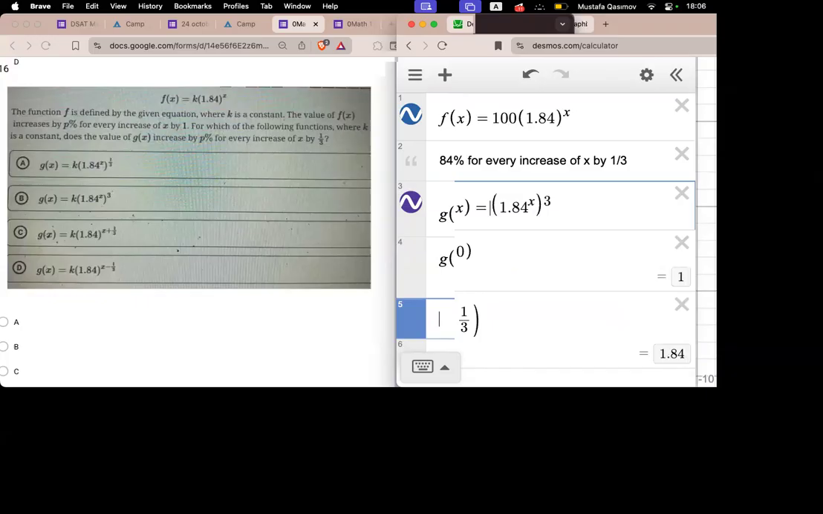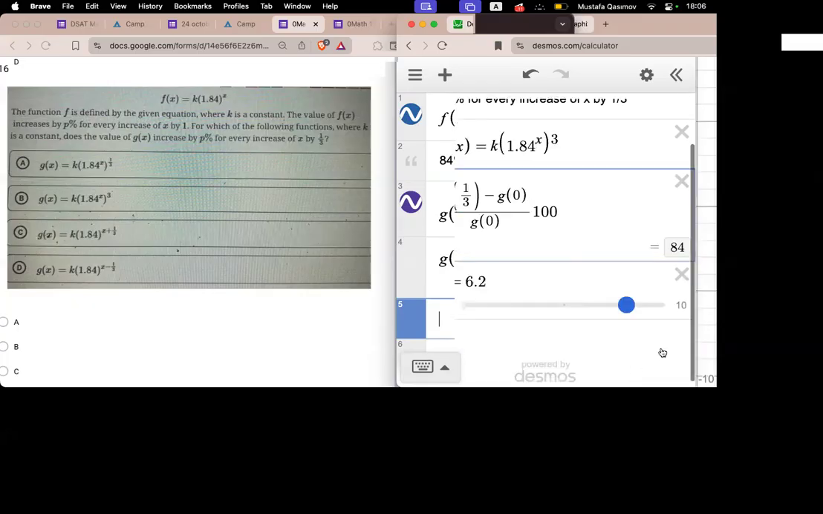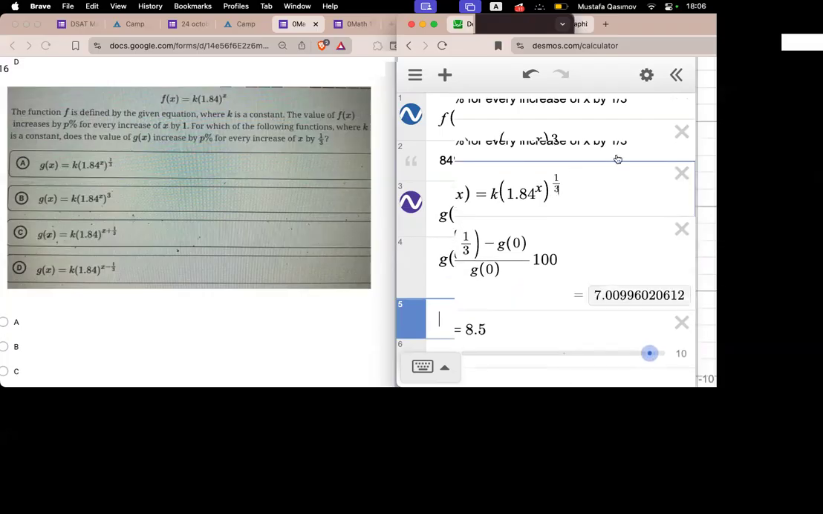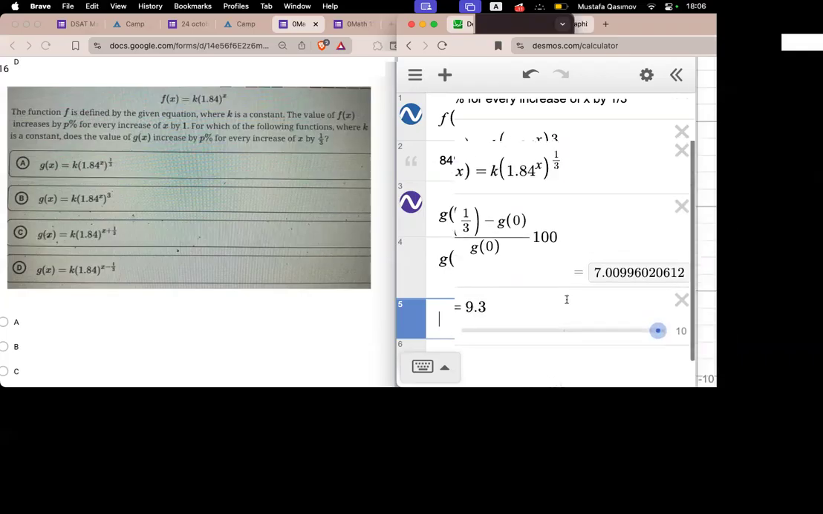But if you want to write another number like k, you must think it like that. You have to use the percentage formula: g of 1/3 minus g of 0, over g of 0, multiplied by 100. Then let's give values of k. You can see that it is equal to 84 for every value of k. But for option A, it is 7% for every value of k. Do you have any question?